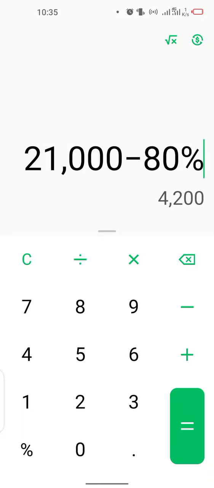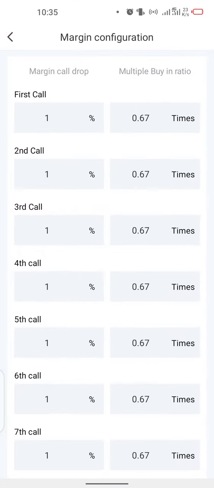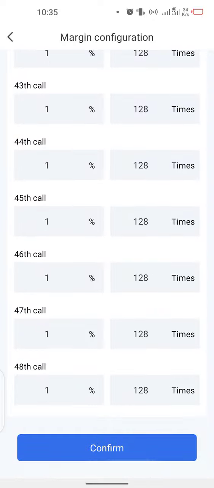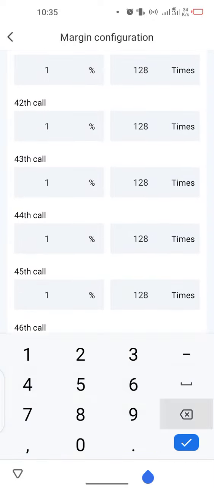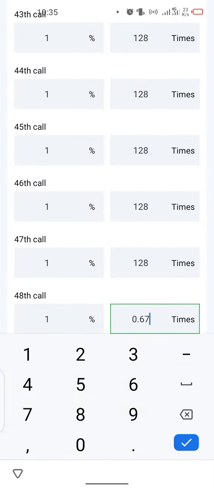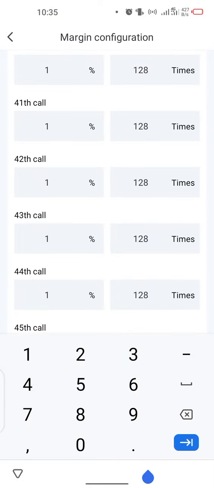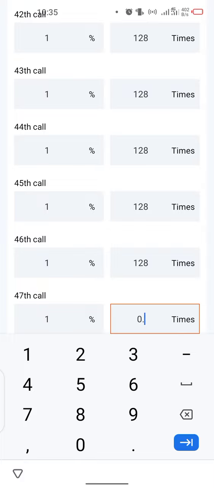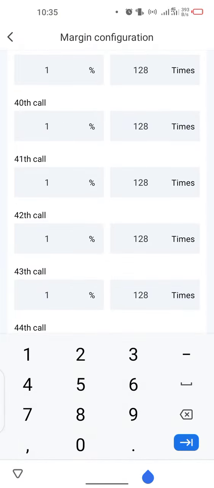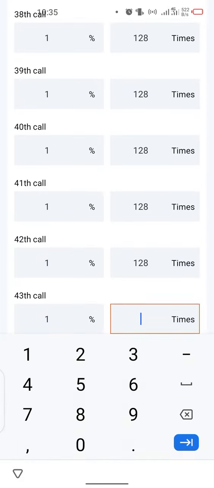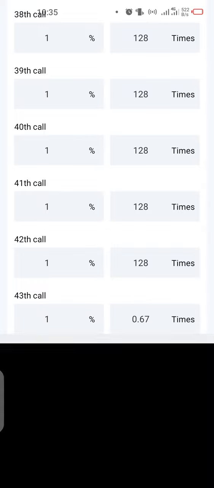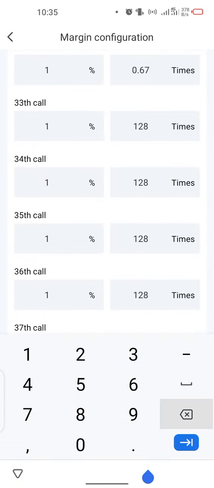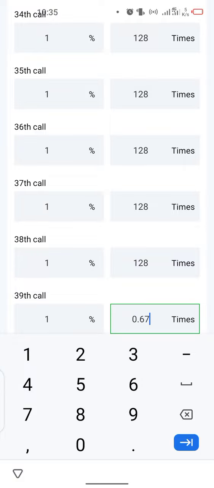It can't exceed that. Now you set your margin calls and say, my margin call configuration, here the multiple buying ratio, it's going to be 0.67. I hope you know where it has come from. 0.67. This is going to be consistent, and your coin will never get stuck because you are prepared. This will be throughout 0.67.